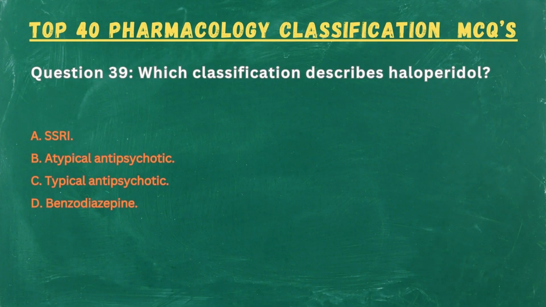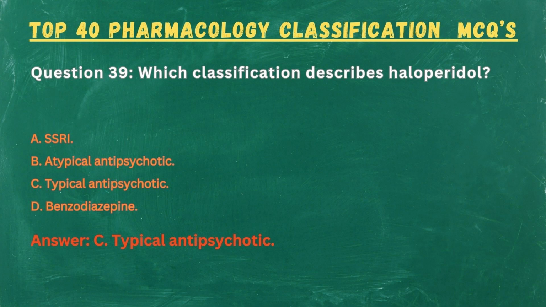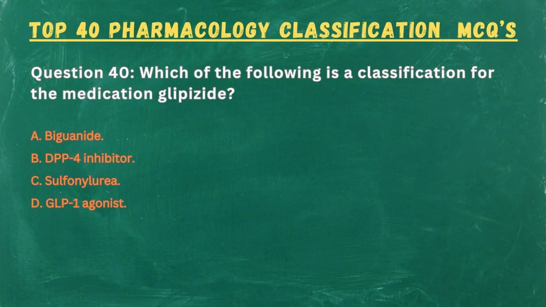Question 39. Which classification describes haloperidol? A. SSRI. B. Atypical antipsychotic. C. Typical antipsychotic. D. Benzodiazepine. Answer: C. Typical antipsychotic.